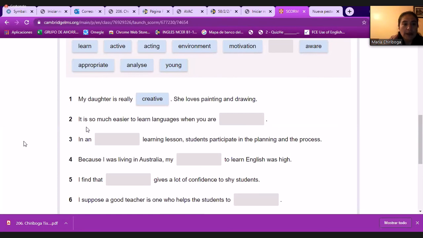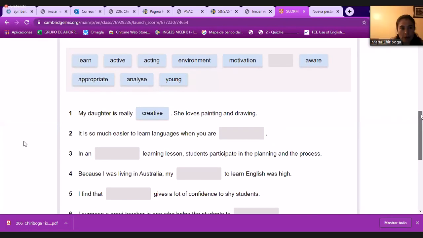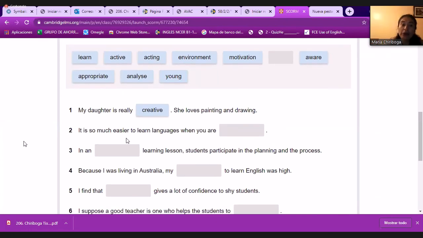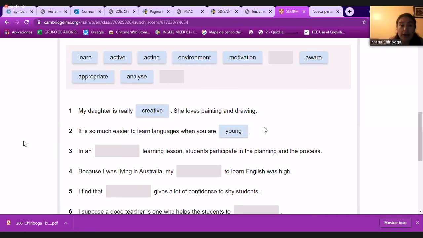Number two, it is so much easier to learn languages when you are blank. Okay, here it says, it's so much easier to learn languages when you are blank. What could be the best option? Motivation. When you are motivation? No. Think about analyze. When you are analyze. No, analyze is a verb. It doesn't fit. Young. Yeah, maybe here you need an adjective. Yes. When you are young, and it is true, it is scientifically true.